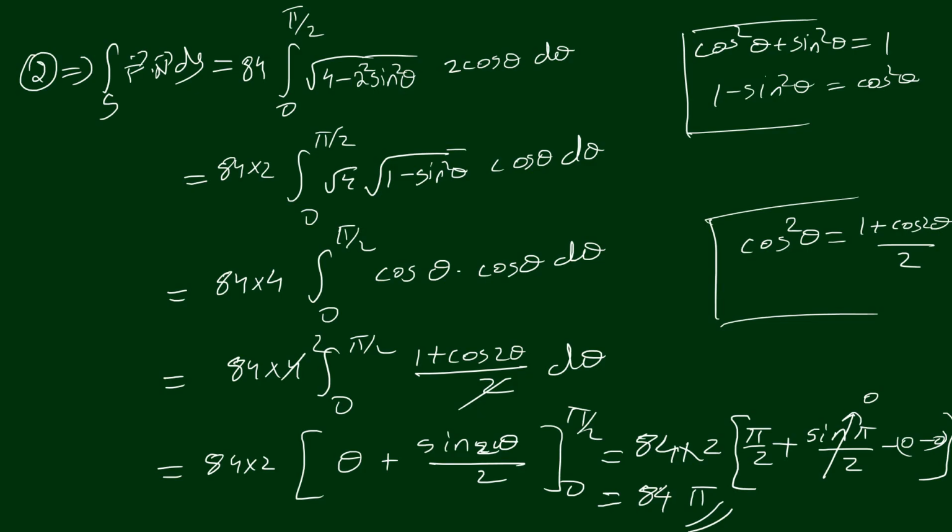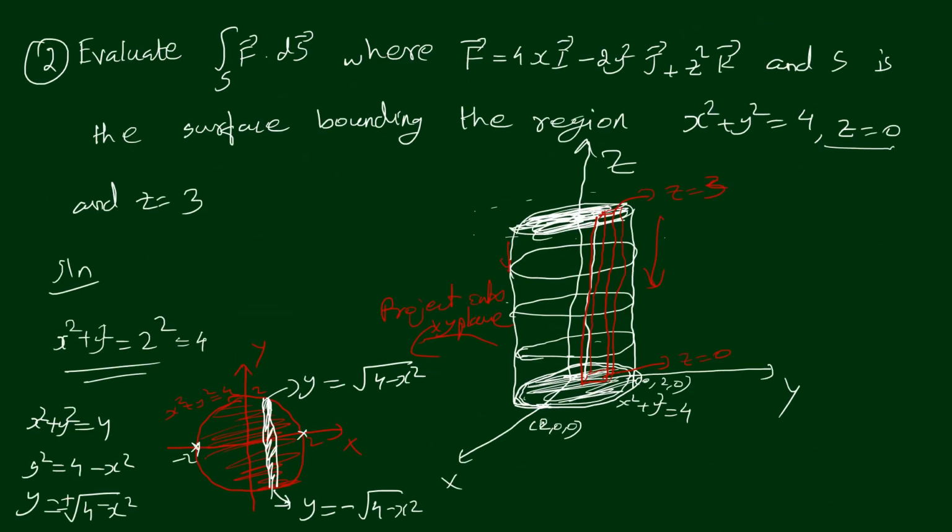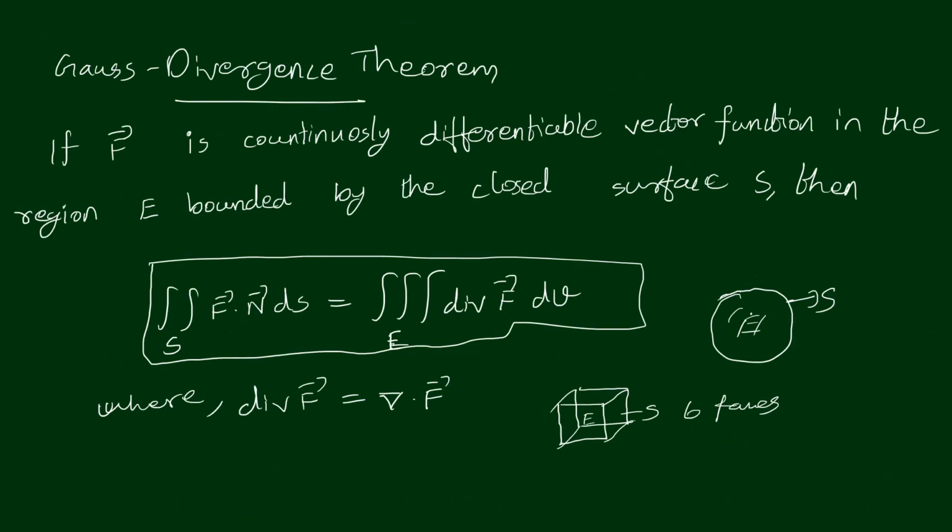Okay. So like this we can use the Gauss divergence theorem for finding the surface integral, and the Gauss divergence theorem tells us the relation connecting double integration and triple integration, or surface integral and volume integration.